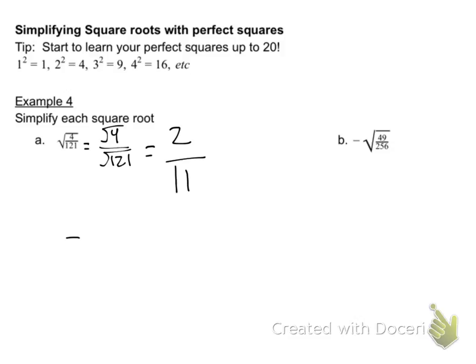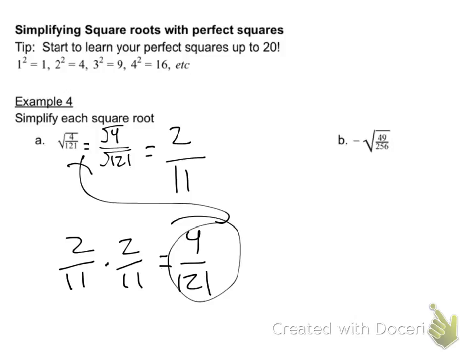What happens if I take 2 over 11 and multiply it to itself? What's 2 times 2? What's 11 times 11? Boom. Is that not the number? Isn't that the number that was inside the square root? Boom. Mind blown, right?